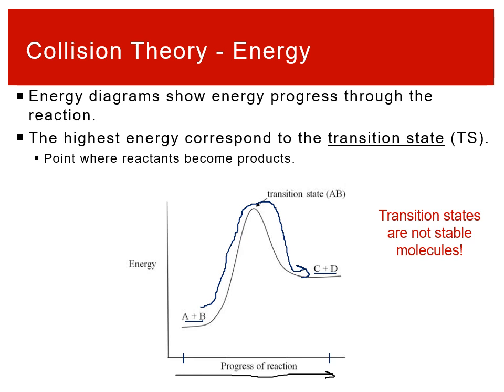There is always a highest energy point. That highest energy point is called the transition state. You are transitioning from reactants into products, so that is where the change happens.